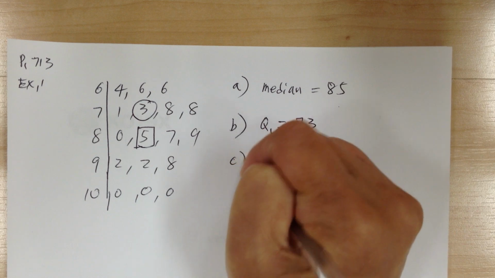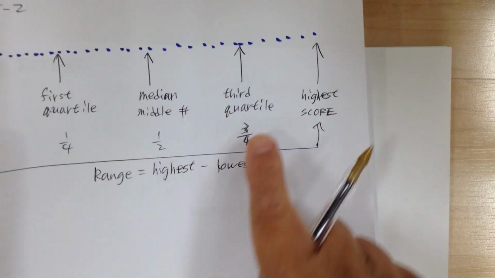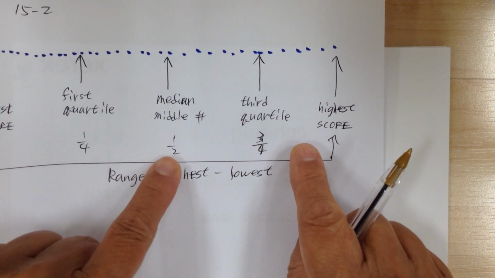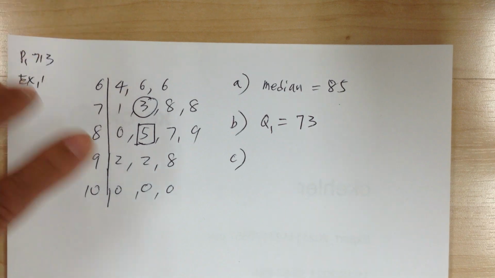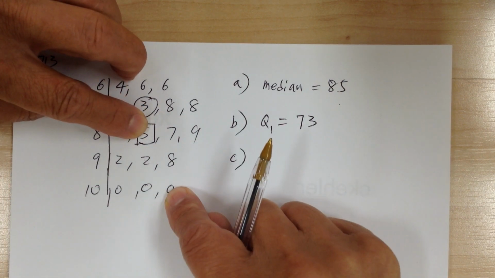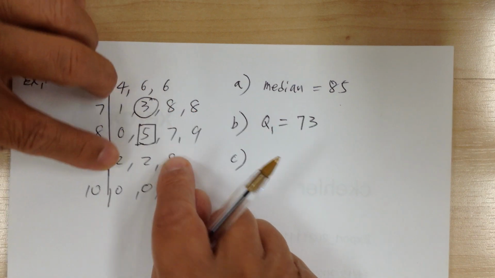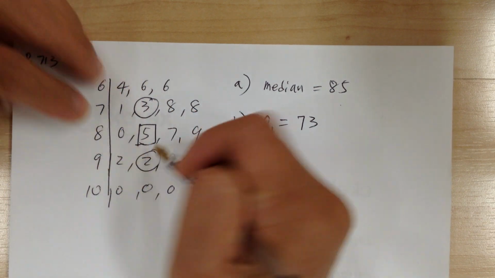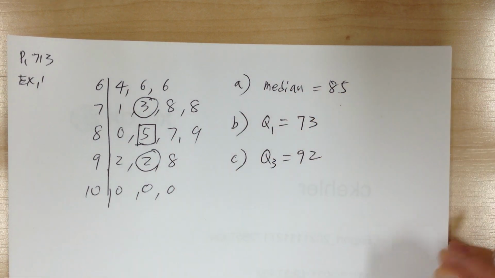And then part C, the third quartile. The third quartile is between the median and the highest score, right? So again, you have to include this number. So again, start from the median and the highest number, and you work toward each other. It's like walking toward each other. And so this is it. So the third quartile equal to 92. And that's it.